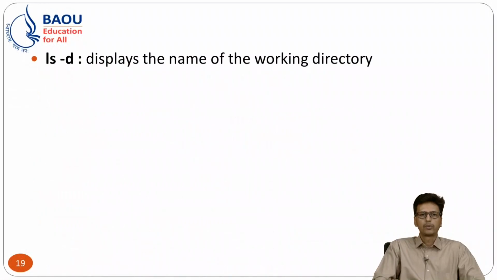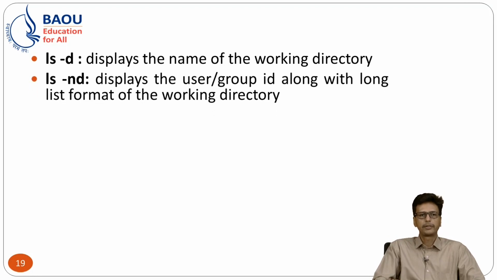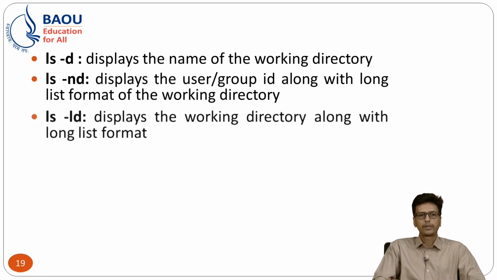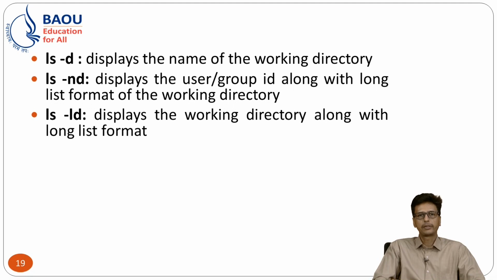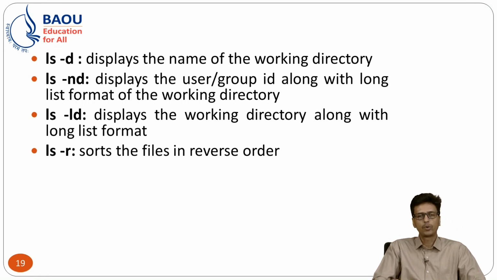Now the -d option can display the working directory, the -n option represents the user ID and group ID, then the -ld option represents the working directory in detail. All these options you can try yourself, it is very easy to understand.